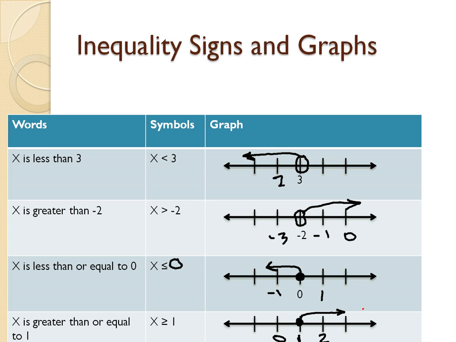Now, here's the key for 8th graders, is understanding that with the normal less than and greater than signs, we used open circles for their graphs, meaning that number is not included. For the less than or equal, we used closed circles. So less than or equal, greater than or equal, we use those closed circles when showing the graphs.